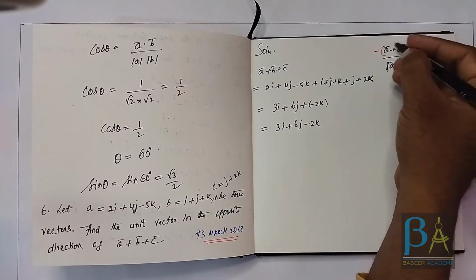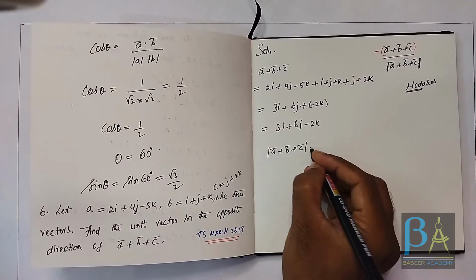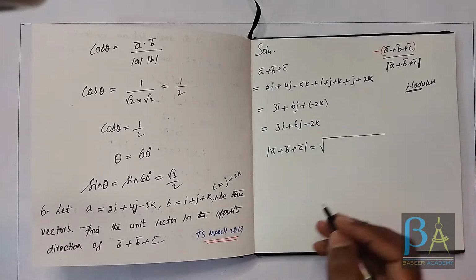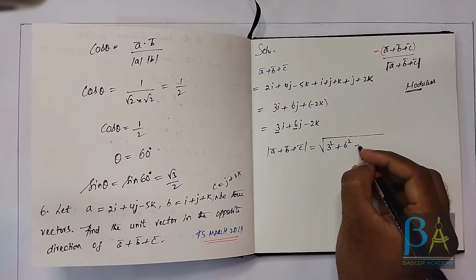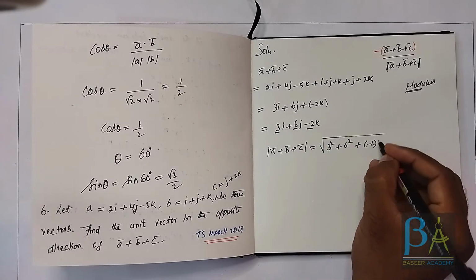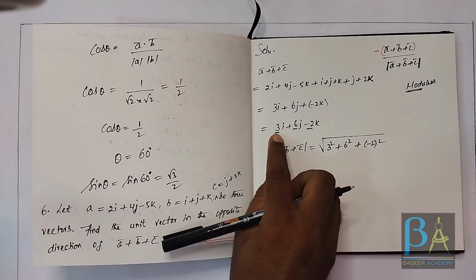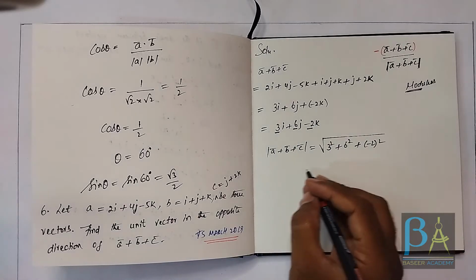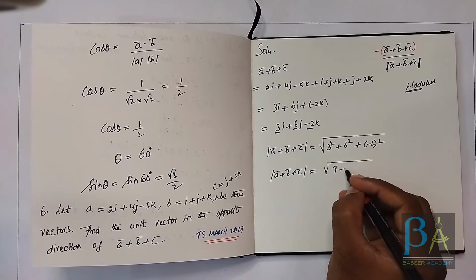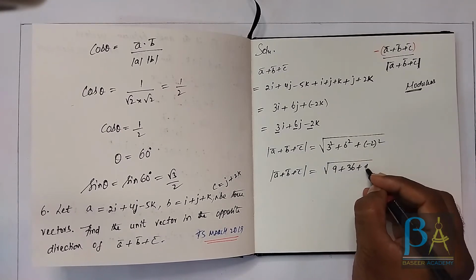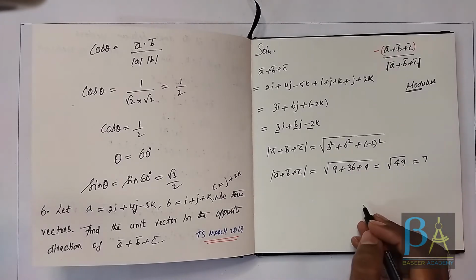Now we found A plus B plus C. Now let us find the modulus of A plus B plus C. How do you find the modulus of A plus B plus C? Square root of square of this plus square of this plus square of this. That's how you find the modulus, right? So the modulus of A plus B plus C is going to be 3 square is 9, 6 square is 36, 2 square is 4, 36 plus 4 is 40, 40 plus 9 is 49, square root of 49 is 7.